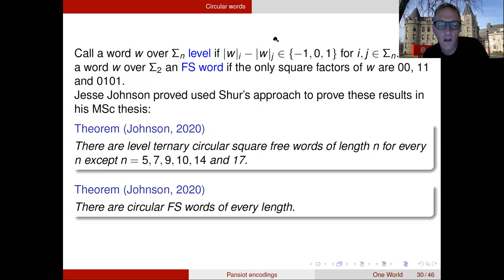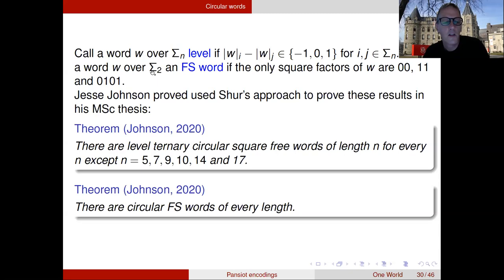So if I have a word W and I count letter I and I count letter J, then the difference between the number of I's and the number of J's is 0 ±1. So the number of occurrences of each digit is roughly the same. And call a binary word an FS word, which stands for Frankel-Simpson, who created the first such construction, I think, if the only square factors of W are 00, 11, and 0101.